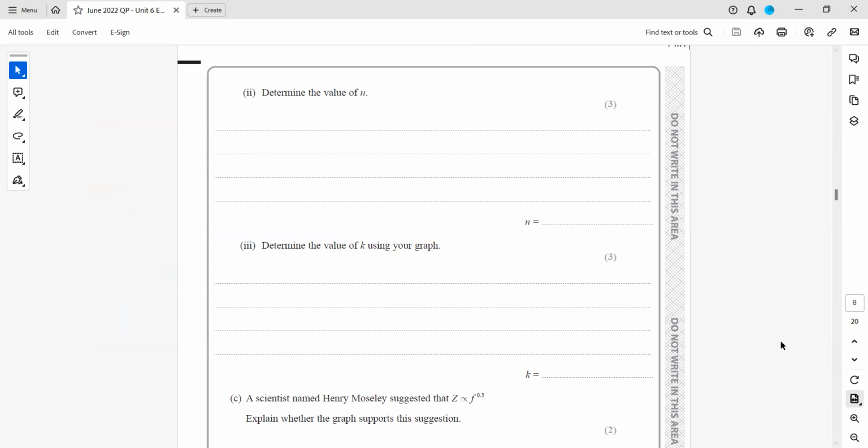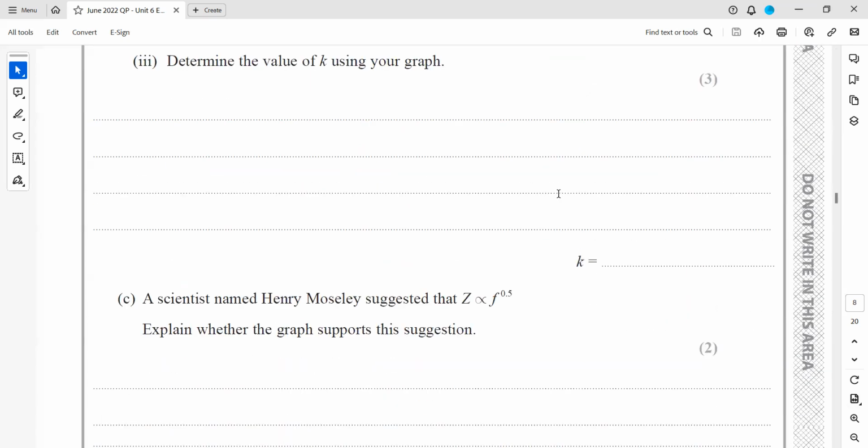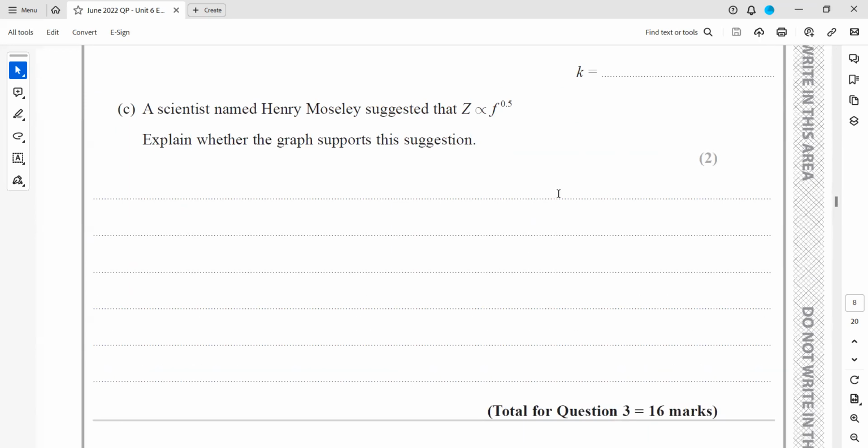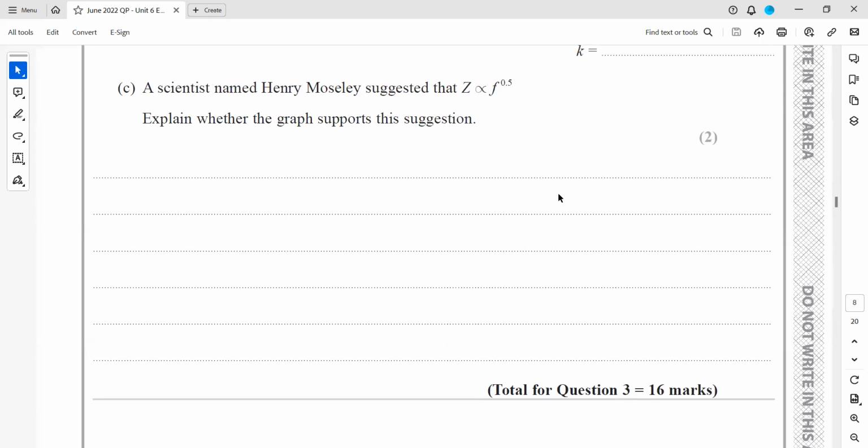But both parts are related, you can solve them from the graph after plotting. A scientist named Henry suggested that z is proportional to f raised to the power 0.5. Explain whether the graph supports this suggestion.